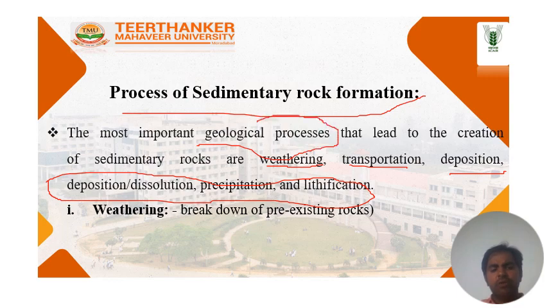So what is a geological process? Generally, a geological process is a process in which types of rocks are transformed in geological time. So that is known as a geological process, and one type of rock can be converted into another type. Any rocks and minerals that are converted into other types of rocks and minerals, that is known as a geological process.